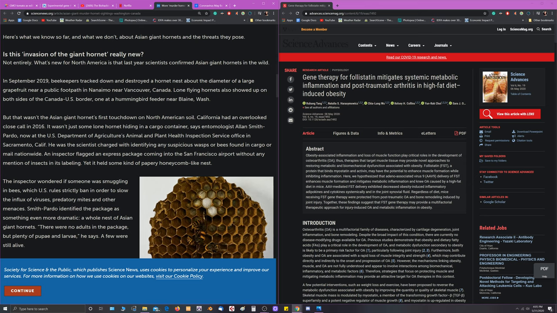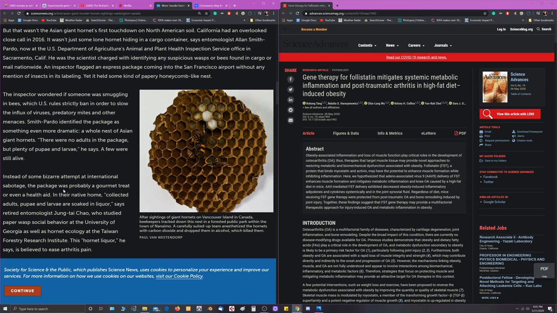An inspector flagged an express package coming into the San Francisco airport without any mention of insects on its labeling, yet it held some kind of papery honeycomb-like nest. Oh my gosh. So, the inspector wondered if someone was smuggling in bees, which U.S. rules strictly ban in order to slow the influx of viruses, predatory mites, and other menaces. Smith Pardo identified the package as something even more dramatic, a whole nest of Asian giant hornets. There were no adults in the package, but plenty of pupae and larvae, he says. A few were still alive.